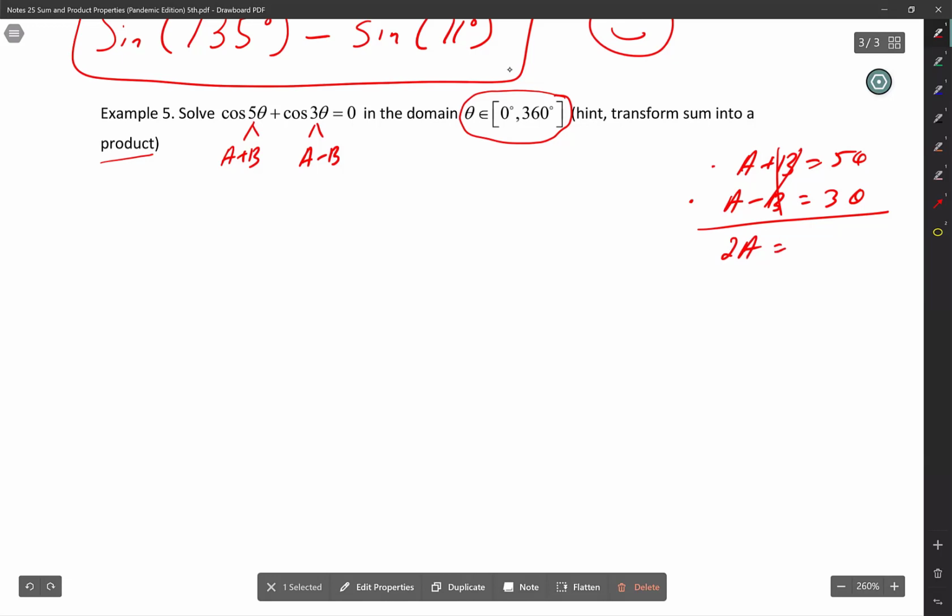2a equals 5 plus 3, that's 8 theta. And I know how to divide. 8 theta divided by 2 is 4 theta. So now once you know that, you can calculate the b pretty simple. The b has to be theta because 4 plus 1 has to equal 5, and then 4 minus 1 has to equal 3.